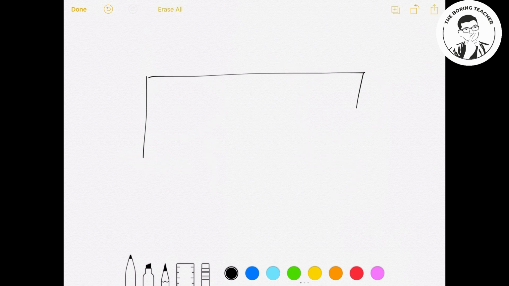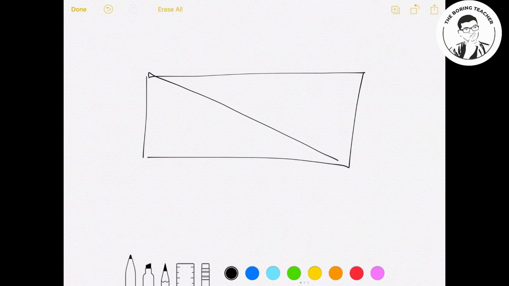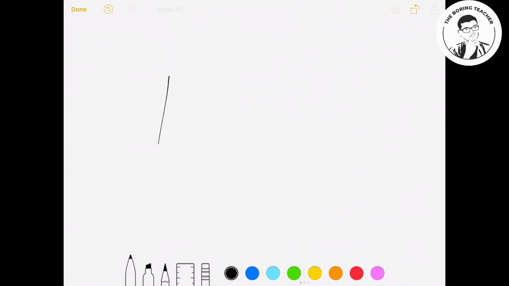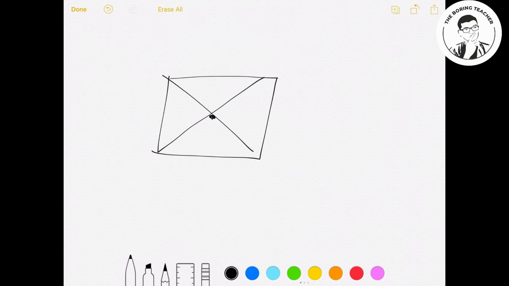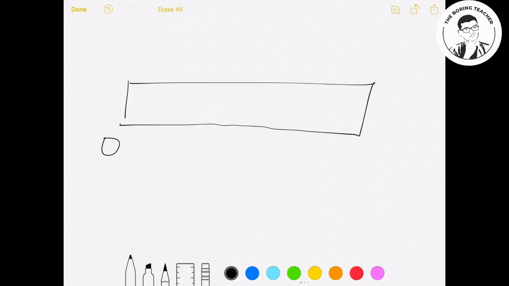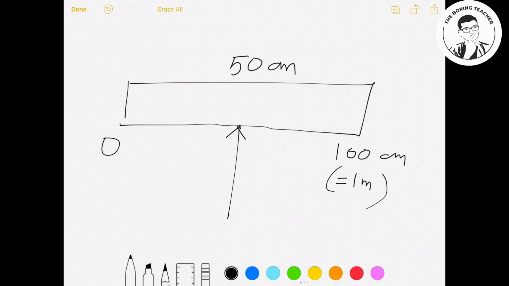If we have a rectangle, then the center of gravity will lie where the two diagonals intersect. Similarly, in case of a square, the center of gravity lies where the two diagonals intersect. So it is the geometrical center of the object. Suppose you have a meter rule that is 100 centimeters long, or 1 meter, then the center of gravity lies exactly at the midpoint, that is at the 50 centimeter mark.